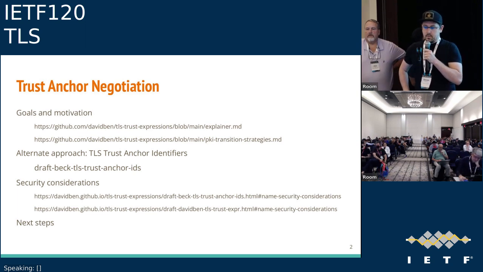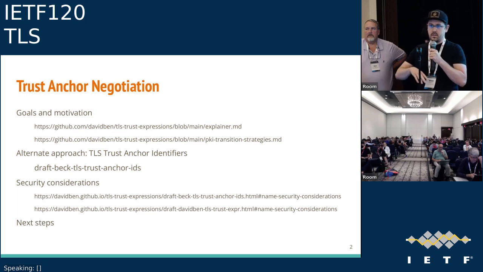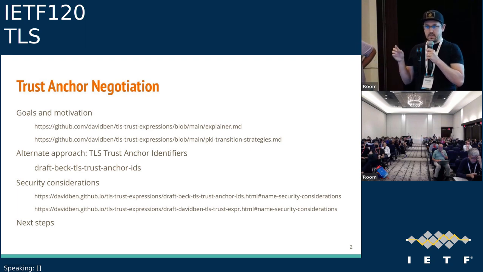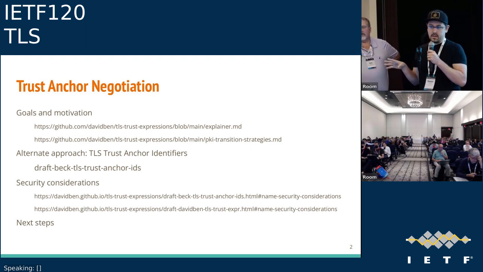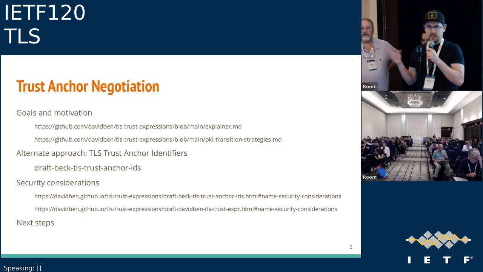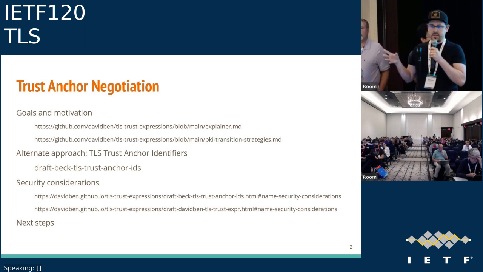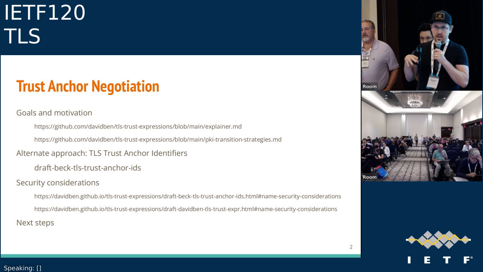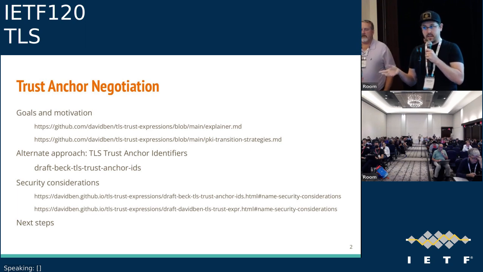The first thing that we did was we put an explainer document out. This covers trust anchor negotiation at a high level. And it's a good entry point into this discussion if you haven't looked at it yet. The second document that we did is the PKI transition strategies doc. This one goes through a bunch of PKI transitions that are relevant to TLS and attempts to analyze how those transitions are impacted by current solutions and how they might be impacted by trust anchor negotiation.